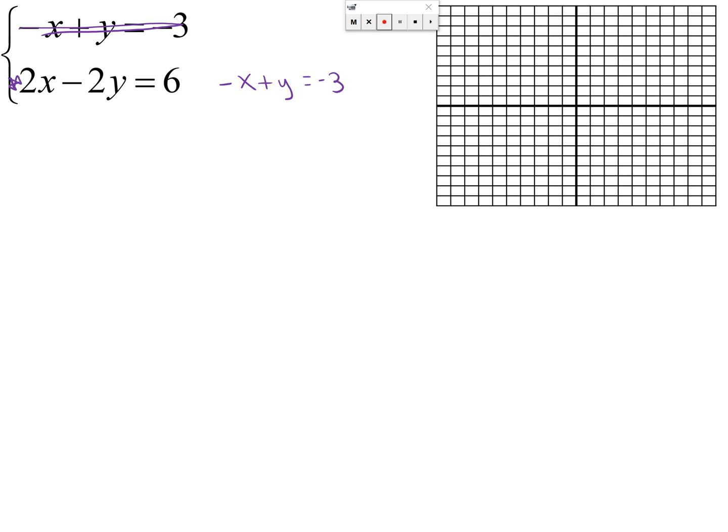And I want to graph first. X and y are on the same side. X and y on the same side, that's our standard form. When we have our standard form, we should be thinking about x and y intercepts.